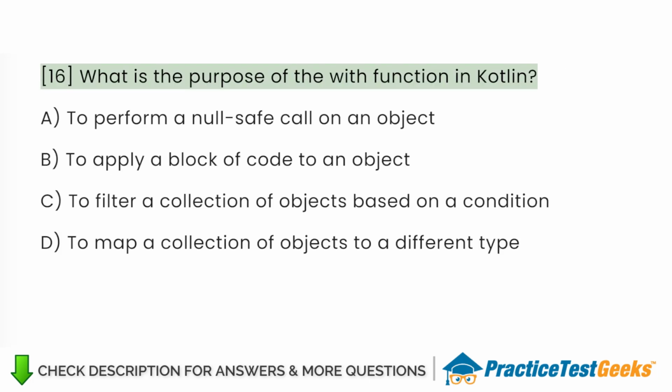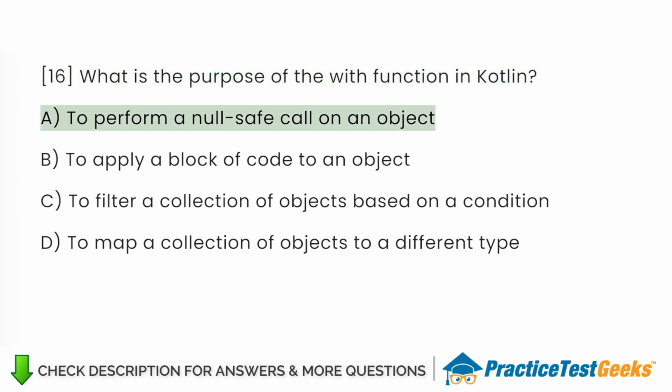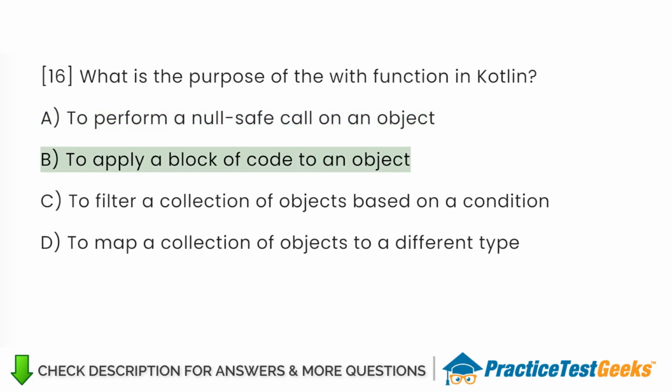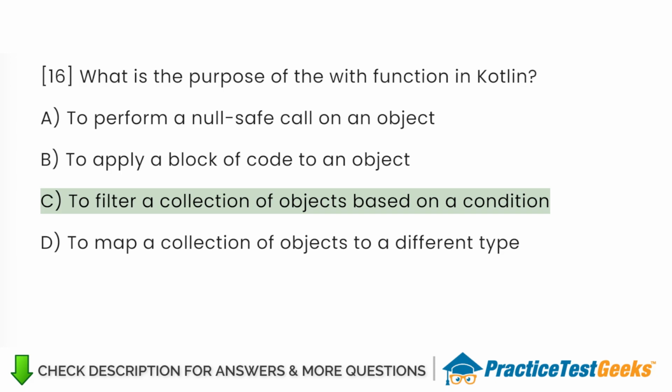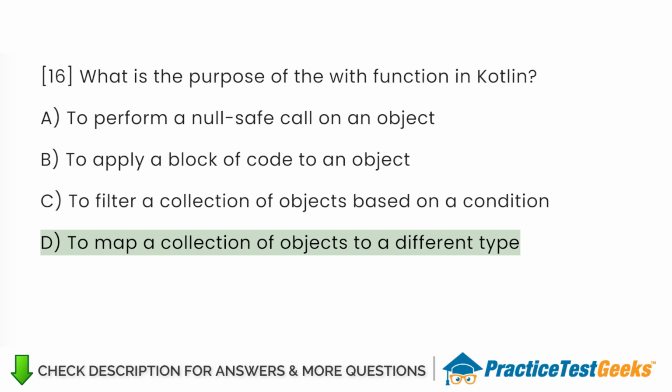What is the purpose of the with function in Kotlin? A. To perform a null-safe call on an object. B. To apply a block of code to an object. C. To filter a collection of objects based on a condition. D. To map a collection of objects to a different type.